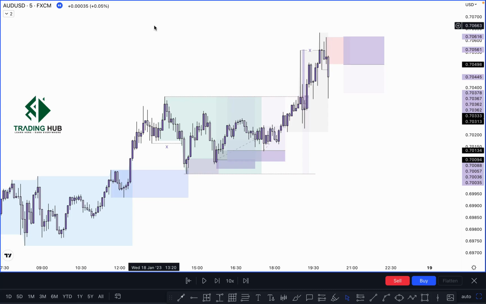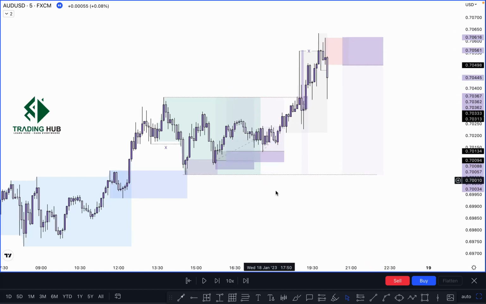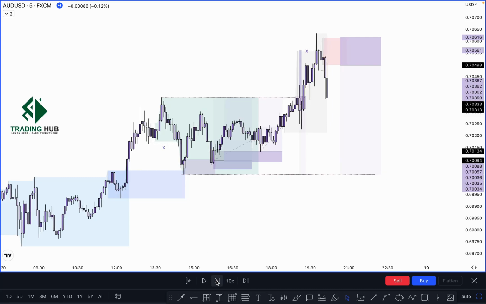And where is your target? Your target is the London session low, which one is here. So this one is our target at this point. This one is our first entry, so you have to wait for it to mitigate this order block. Okay, so finally market hit our order block. Now you have to wait for a 1 minute confirmation if you want to add one more position.